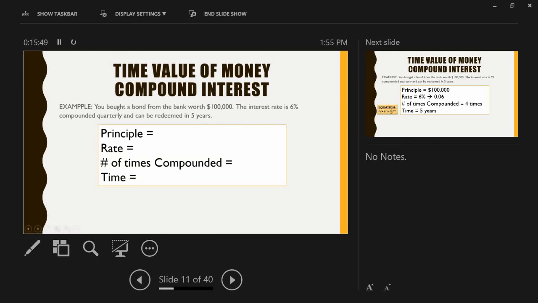Again, here we're looking at our example. You still bought a bond from the bank that's worth $100,000. The interest rate is 6%. However, it is compounded quarterly, and it can be redeemed in 5 years.